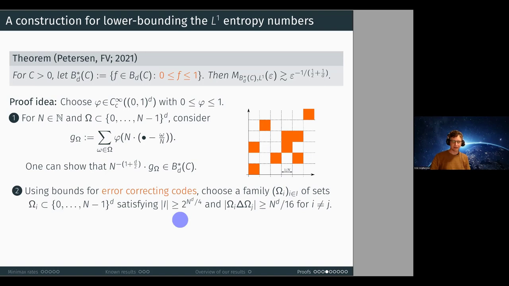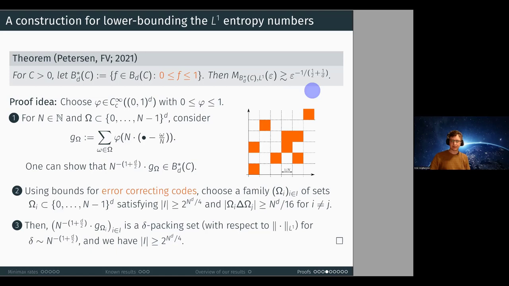And once you do this, and if you concentrate a bit, you can see that this gives you the desired result. But I think going into more details isn't really feasible right now. So the main idea is to somehow construct these different functions here, considering associated to each subset omega of all these cubes. And then by results from theory of error corrected codes, you can choose many such subsets such that the symmetric difference of any two of these subsets is large, which then ensures that the L1 distance between these scaled guys is actually large enough.